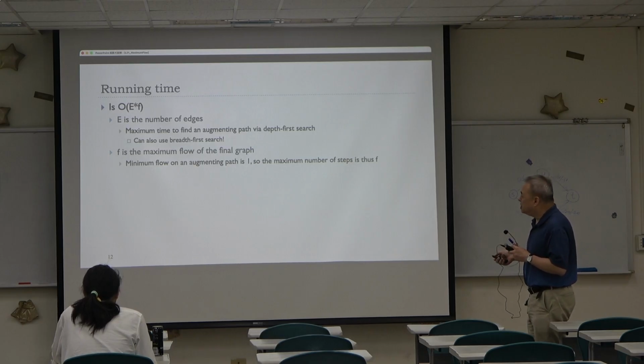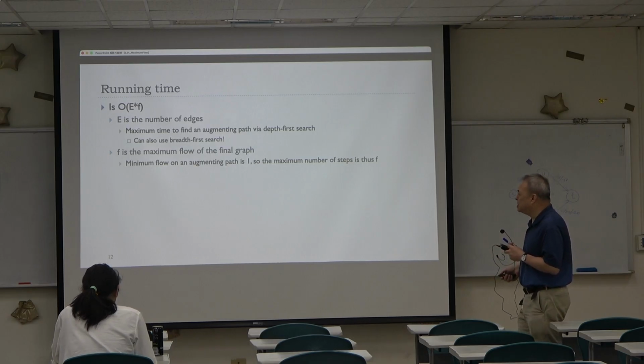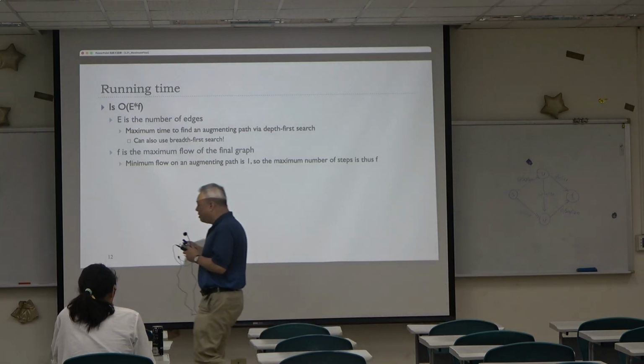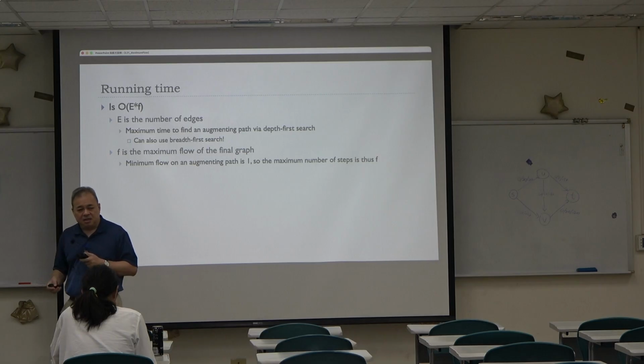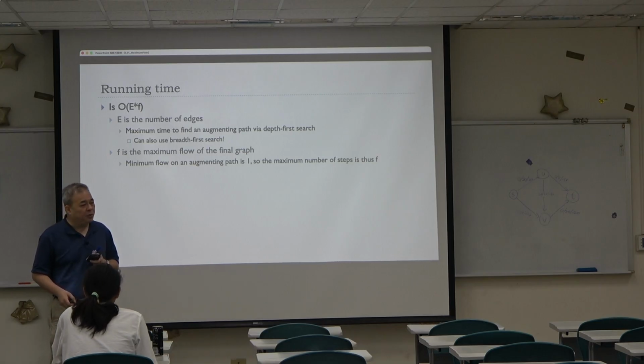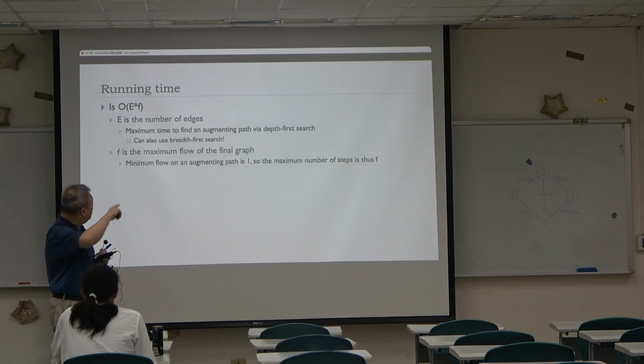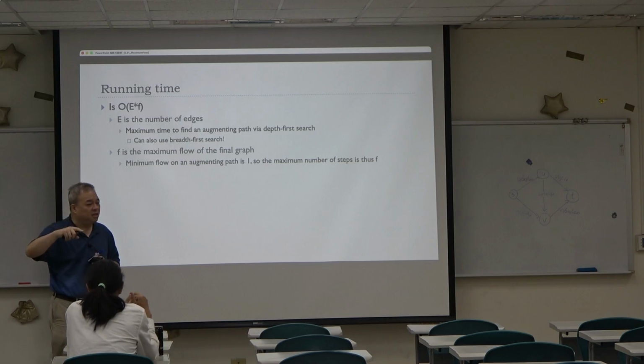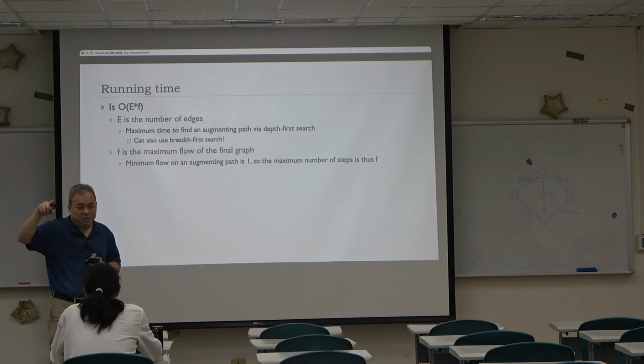Okay, so the complexity has something to do with the maximum flow. Okay, why? Because in the worst case scenario, it's going to be proportional to the maximum flow, because each time, where does E come from? The E comes from the depth of search. Because we know the depth of search is V plus E, right? V plus E, and it is bounded by E.